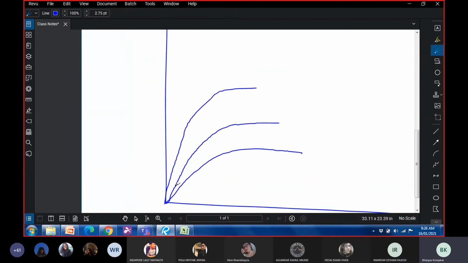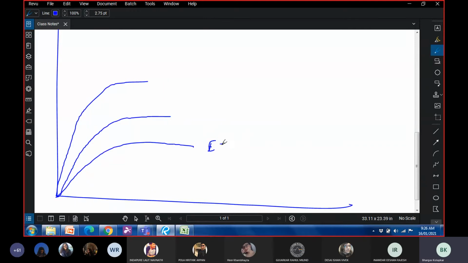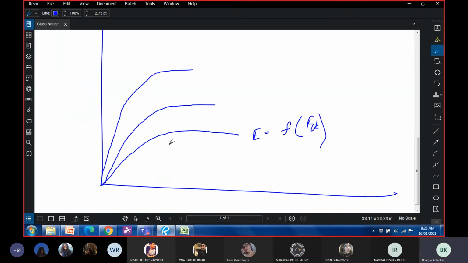Now, for concrete, E is a function of fck. Okay, and therefore we have a different value of modulus of elasticity for different grades of concrete.